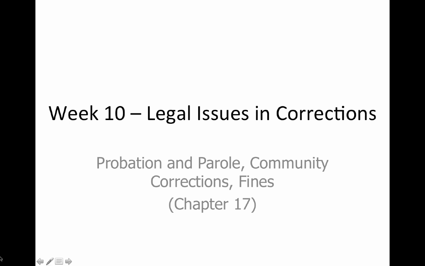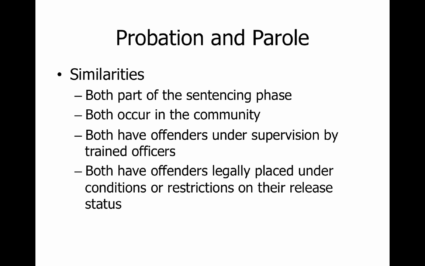All right, in week 10, we're going to look at chapter 17, where we cover probation, parole, community corrections, and fines. So, probation and parole are different. There are some things that they have in common. There are some differences. Similarities include that they are both part of the sentencing phase. They occur in the community. Both have offenders under supervision by trained officers, and both have offenders legally placed under conditions or restrictions on their release status.